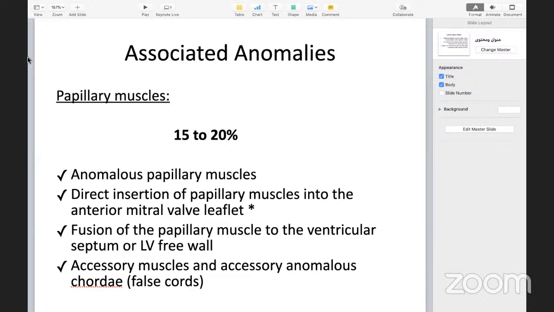The associated anomalies of HOCM. First, we'll talk about papillary muscles. They are abnormal in 15 to 20% of the patients. Usually they have anomalous papillary muscles. There is, for example, direct insertion of papillary muscles into the anterior mitral valve leaflet, and this is the most common one. Also, we might have fusion of the papillary muscle to the ventricular septum or LV free wall. Also, accessory muscles and accessory anomalous chordae, which are called false chords.